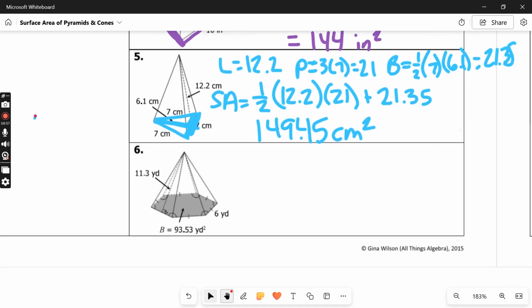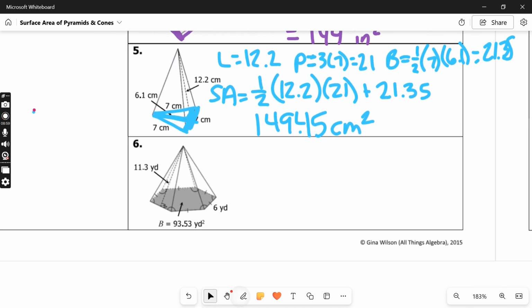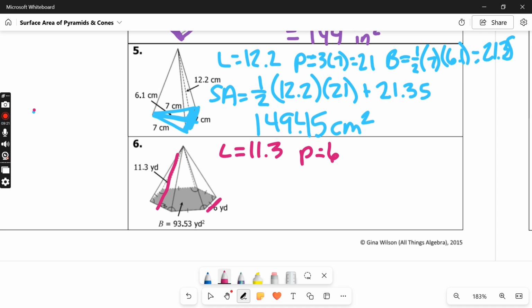Okay, last pyramid that we're going to do today. So the bottom of this one is a hexagon, but this one actually is done really nicely for you. So it gives us our lateral, which is the 11.3, because that's going up the side of that pyramid. To find perimeter, our side here is 6, and it has them all marked the same, so we're going to do 6 times 6, which is 36.